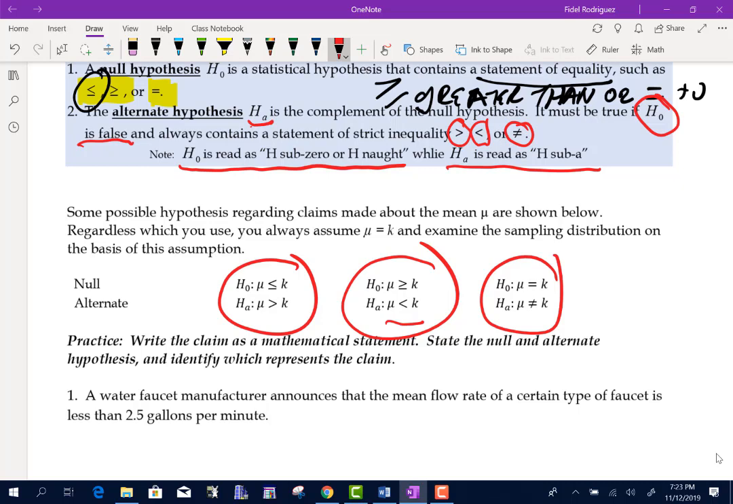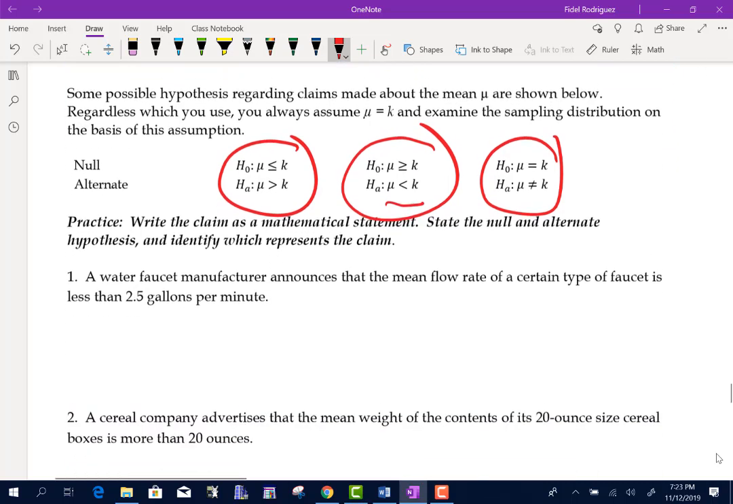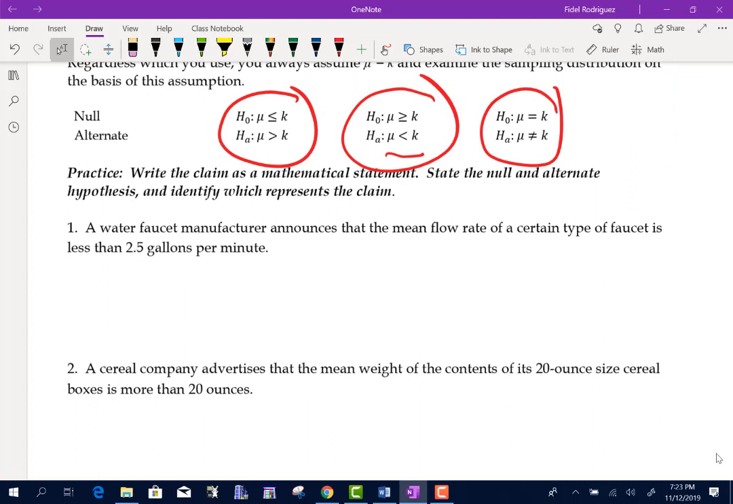All right. So let's take a look here at the first problem we have, and it's asking us to write the claim as a mathematical statement, state the null and alternate hypothesis, and identify which represents the claim. Okay, so I take a look here. I'm going to just read it. It says a water faucet manufacturer announces that the mean flow rate of a certain type of faucet is less than 2.5 gallons a minute.